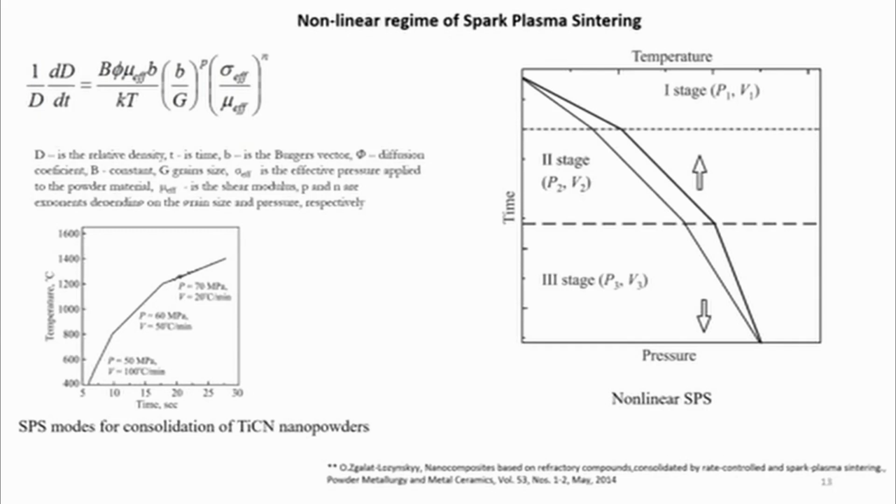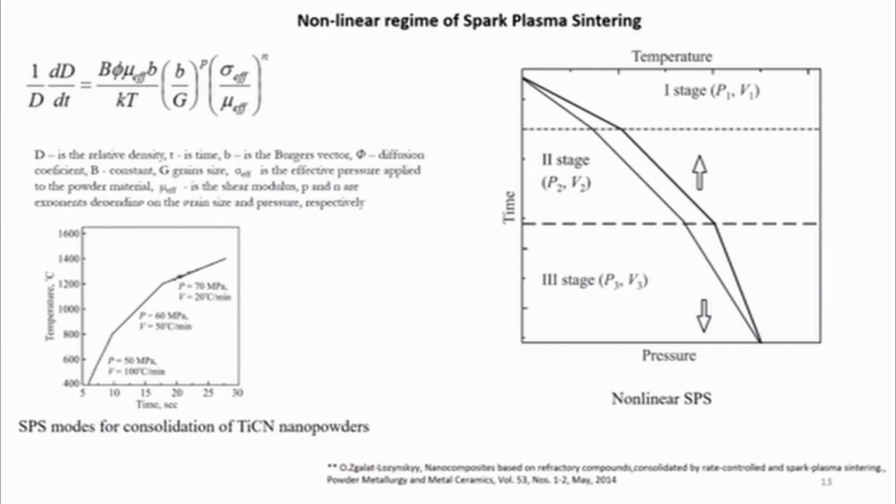In such conditions, however, grains grow rapidly, even if the initial nanopowders are used. For example, if we use nanopowder with a particle size around 30 to 70 nanometers, using traditional schedules of spark plasma sintering results in coarsening of the structure, and we obtain a material with a submicron structure.